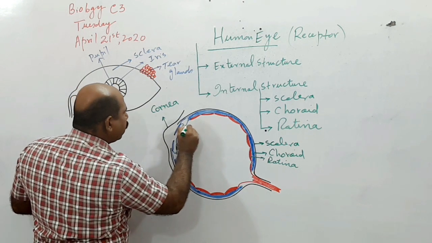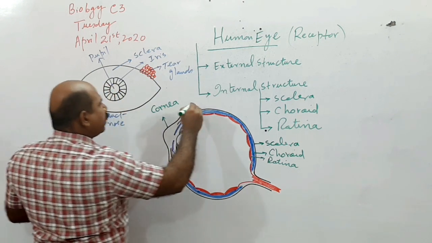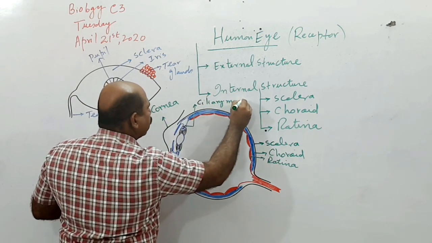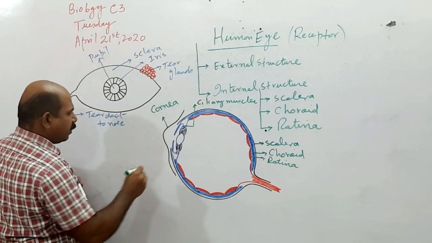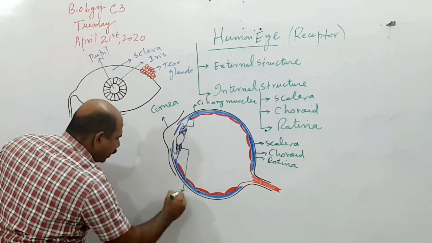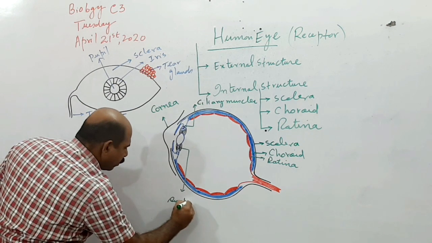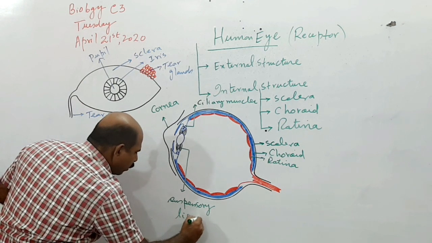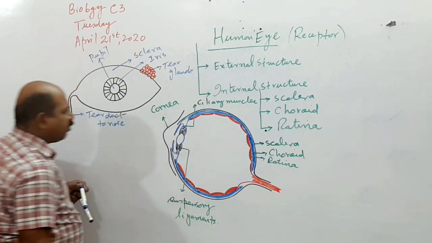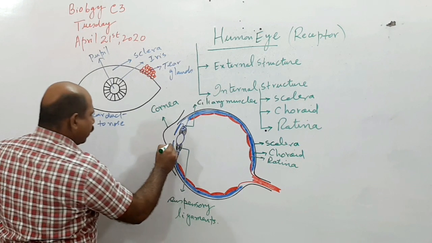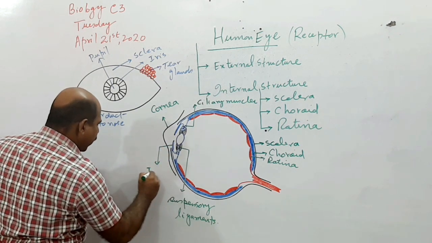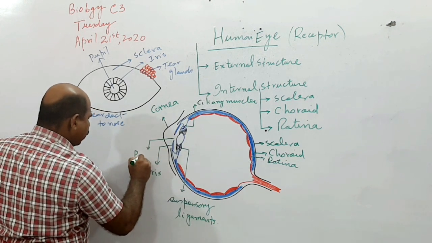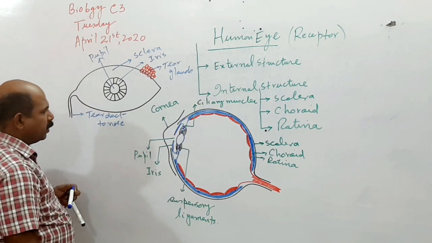these are called the ciliary muscles, and these are suspensory ligaments. This portion is called iris, and this is called pupil.